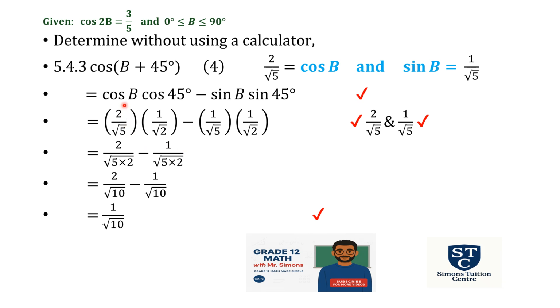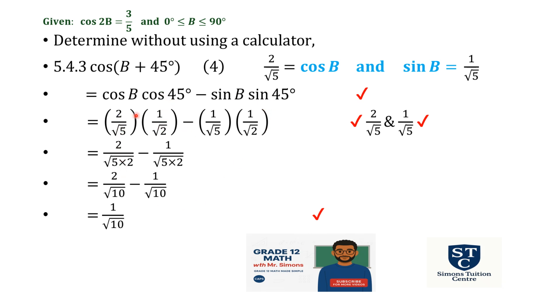Right, now cos b we know is 2 over square root 5. Cos 45 is 1 over square root 2, or you can use what your calculator gives you, square root 2 over 2. Right, minus sine b, which is 1 over square root 5, and sine 45, which is 1 over square root 2. Right, so we get 1 mark for cos b and sine b, and another mark for my special angles, which technically are the same, sine and cos.